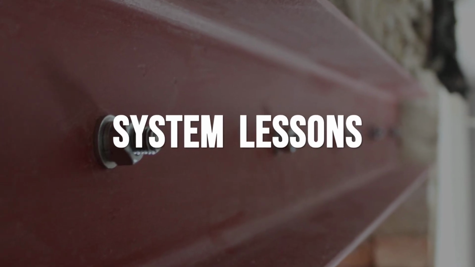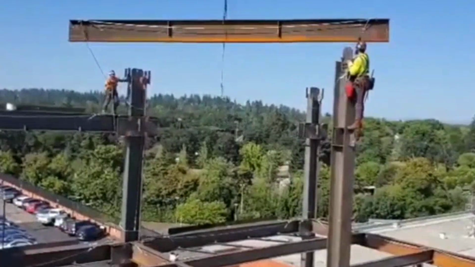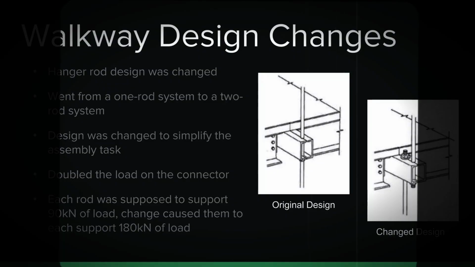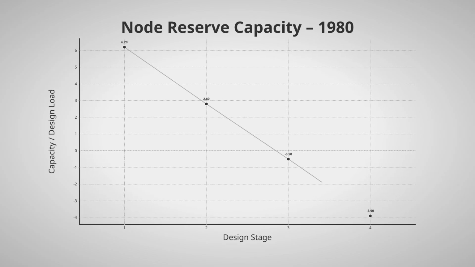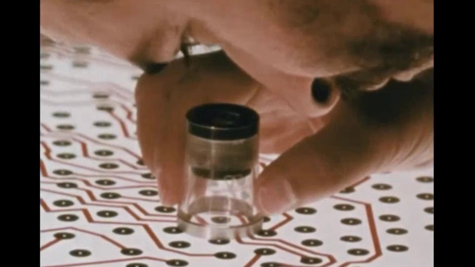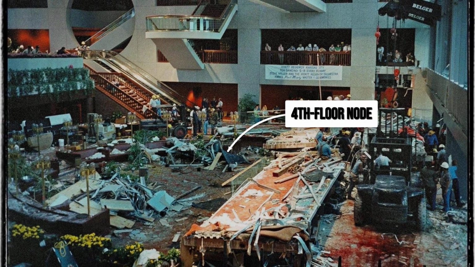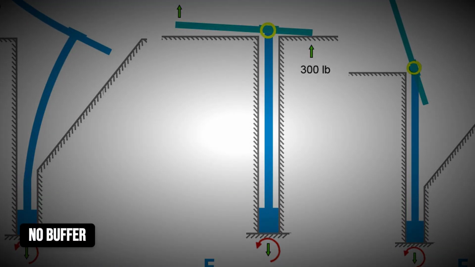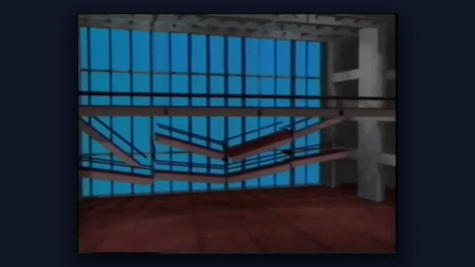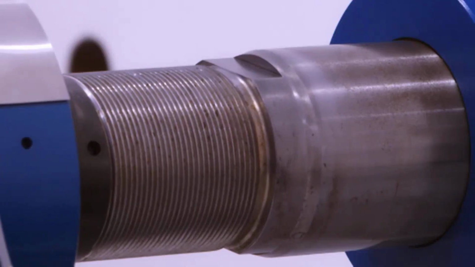Reserve capacity is the buffer between what a structure can carry and the maximum load it is expected to see. In a well-designed system, this margin absorbs unexpected stresses and minor errors, providing time for warning signs to appear before failure. The original walkway connections held a comfortable reserve. Capacity charts from the period show that nodes could withstand well over their design loads. But after the rod detail changed, the margin at the critical fourth-floor node dropped to almost zero. The combined forces at this single point meant that any overload, even a modest crowd or a small construction flaw, could push the connection past its limit.